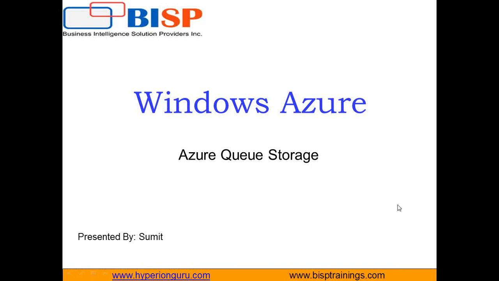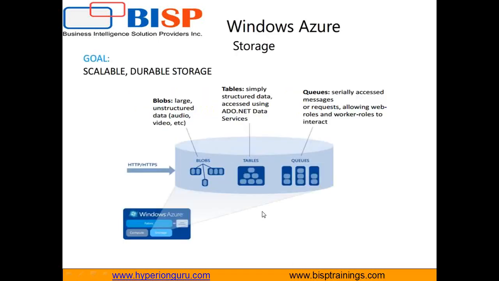Today I am going to tell you about Azure Queue Storage. First of all, let's understand what queue storage is, why we are going to use it, what the advantage of using queue storage is, and how it works. The goal is that we need scalable and durable storage, and for that we have three kinds of storage available within Windows Azure: blob, tables, and queues. To know more about blob and table, you can go through my existing videos on blob storage and table storage. This video will mainly concentrate on queues.